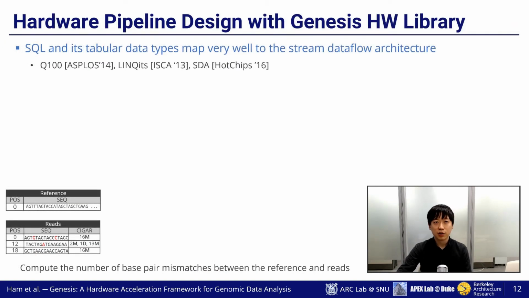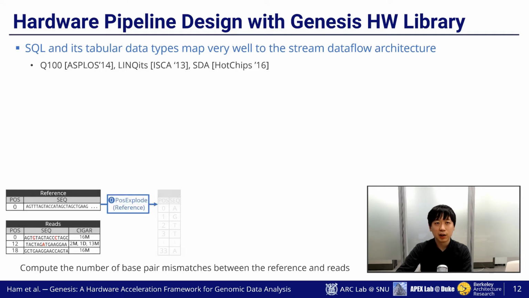The main advantage of using SQL as the front-end interface is that SQL and its column-based executions map very well to data flow architectures. A few prior works such as Q100, Linqits, and SDA also acknowledge this fact and have proposed hardware acceleration techniques for SQL queries. On this slide, I show you how one can stitch the Genesis hardware modules to make a data flow pipeline for the example application discussed in the previous slide.